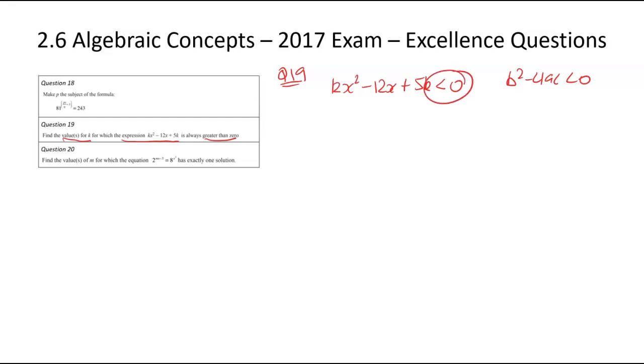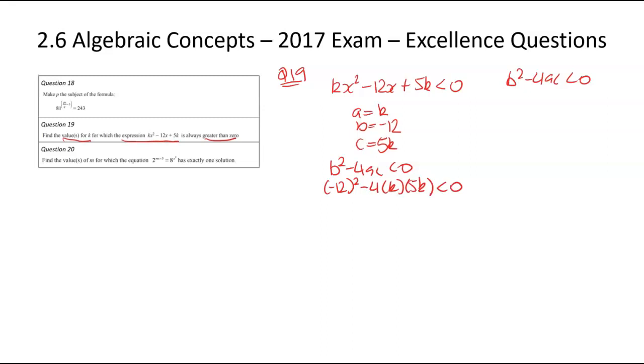That is when it's a negative number, which means there'll be no solution. So it'll never be equal to 0. It'll always be above 0. That's what we're looking for. From our quadratic, we know that a is equal to k, b is equal to negative 12, and c is equal to 5k. So we're going to plug that into our discriminant. b squared minus 4ac, when is that less than 0? That's going to get us to negative 12 squared minus 4 times k times 5k.